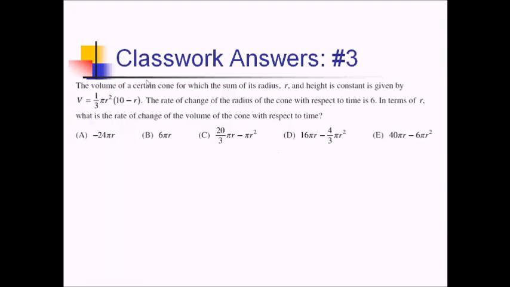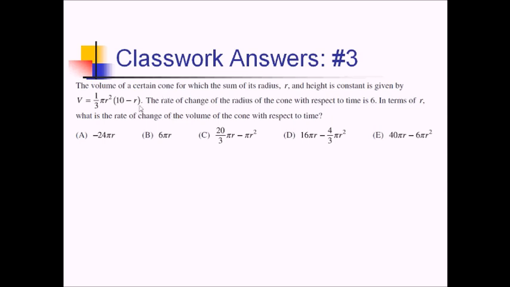For this problem, the volume of a certain cone for which the sum of its radius and height is constant is given by this formula here. The rate of change of the radius of the cone with respect to time is 6. In terms of r, what's the rate of change of the volume of the cone with respect to time? So we've got different rates of change involved. This is a related rates problem. So we're going to start by implicitly differentiating with respect to t.